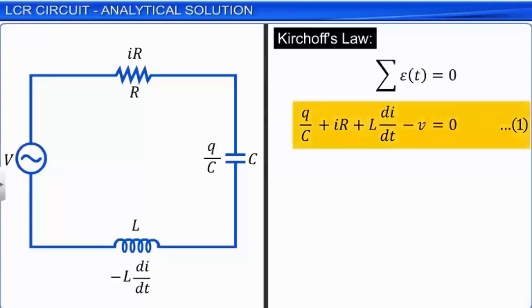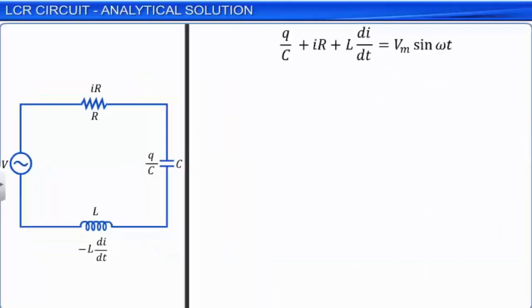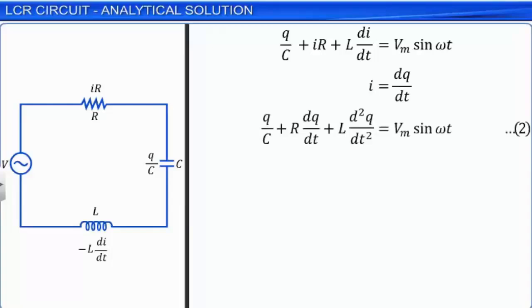Since V is equal to Vm sin omega t, we get Q by C plus IR plus L dI by dt is equal to Vm sin omega t. We know that the instantaneous current I is equal to dq by dt. Hence, we get Q by C plus R dq by dt plus L d square Q by dt square is equal to Vm sin omega t. Let this be equation 2.